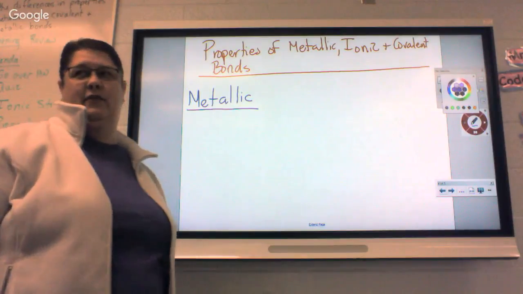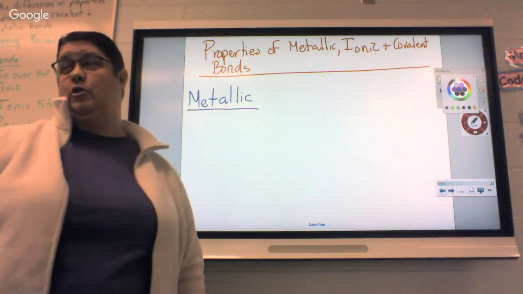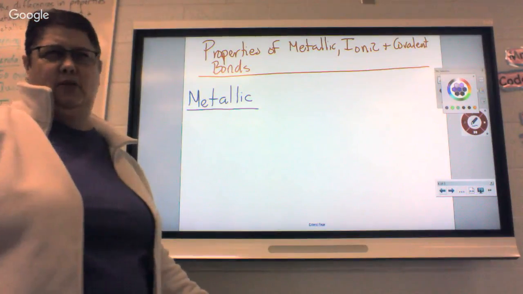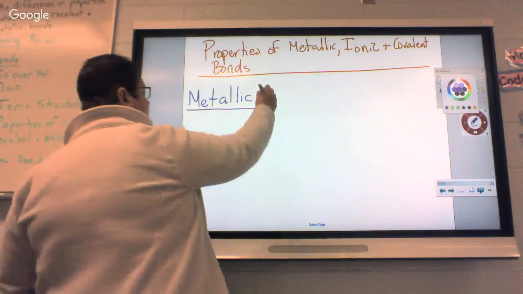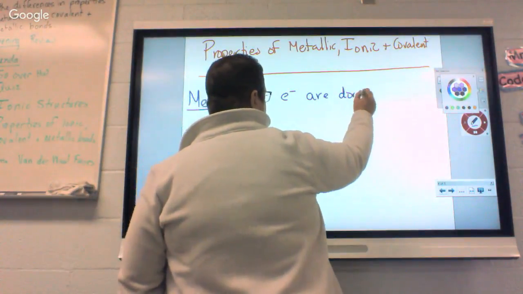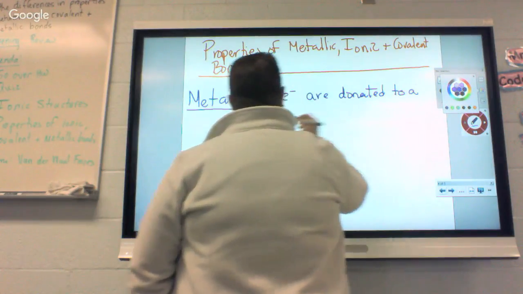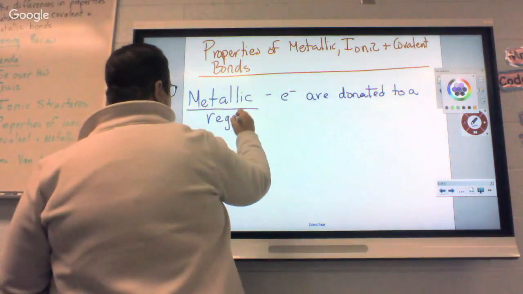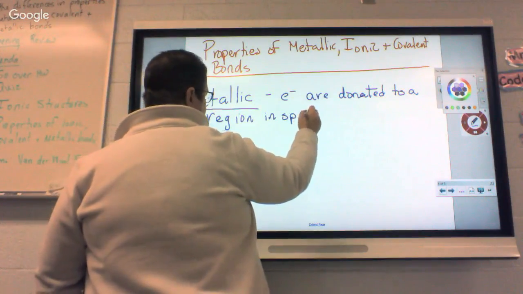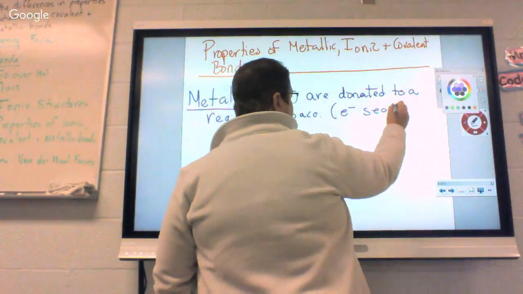How is metallic different from ionic and covalent? I told you, first of all, that this is the definition that was the weirdest when we defined it a little over, I guess it was close to a week ago now. Okay? Electrons are donated to a region in space. It's referred to as the electron sea model.